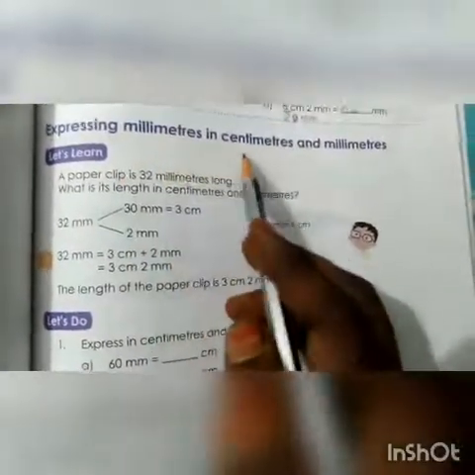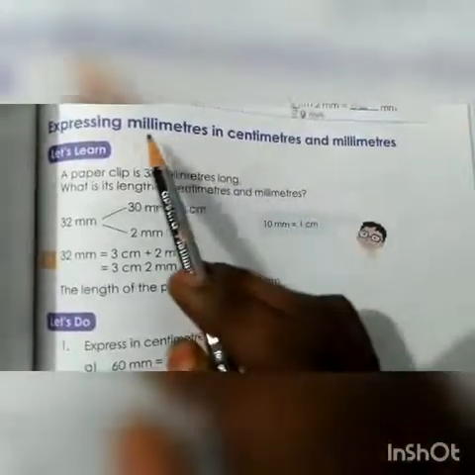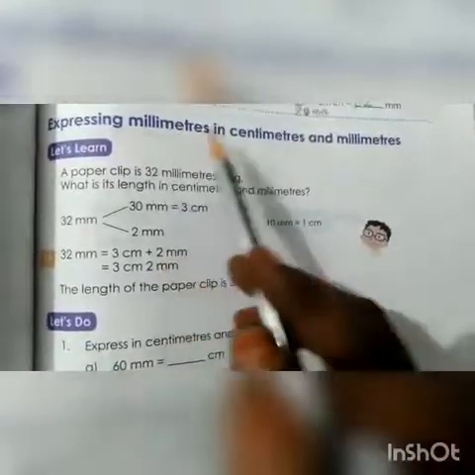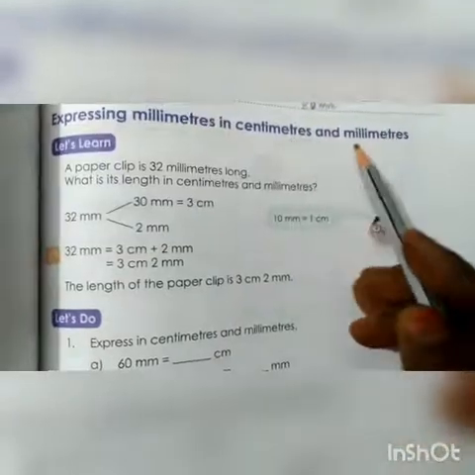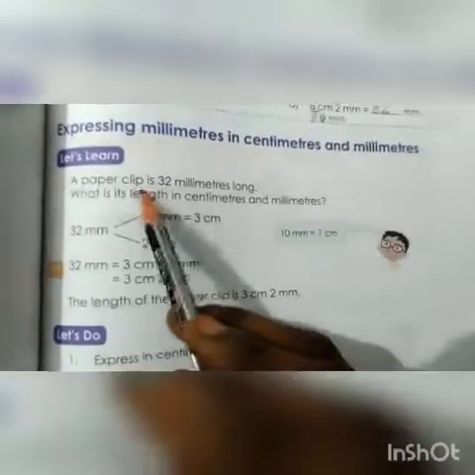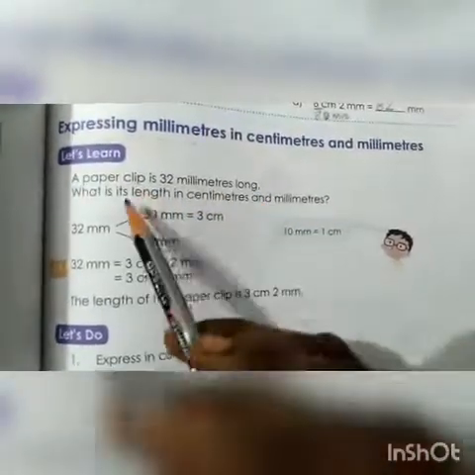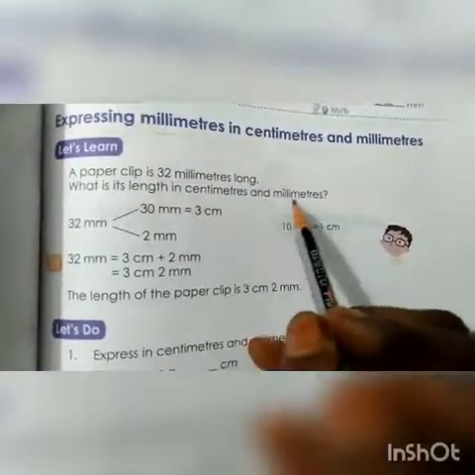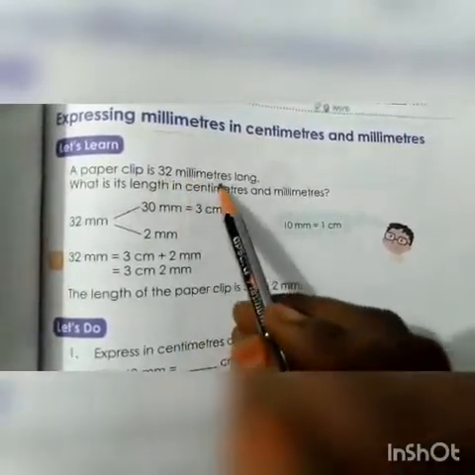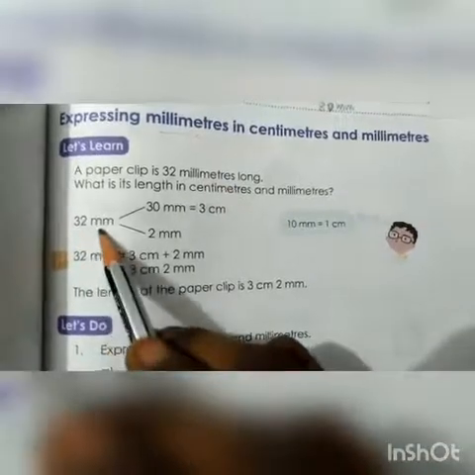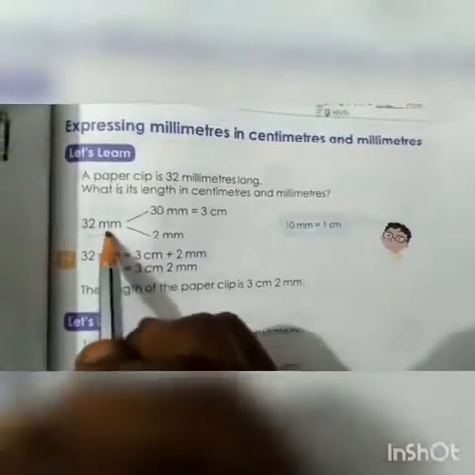Next, expressing millimeters in centimeters and millimeters. Now what do we have to do? We have to convert millimeters to centimeters and millimeters. A paper clip is 32 millimeters long. What is its length in centimeters and millimeters? Here 32 millimeters is given. We have to convert 32 millimeters to centimeters and millimeters.